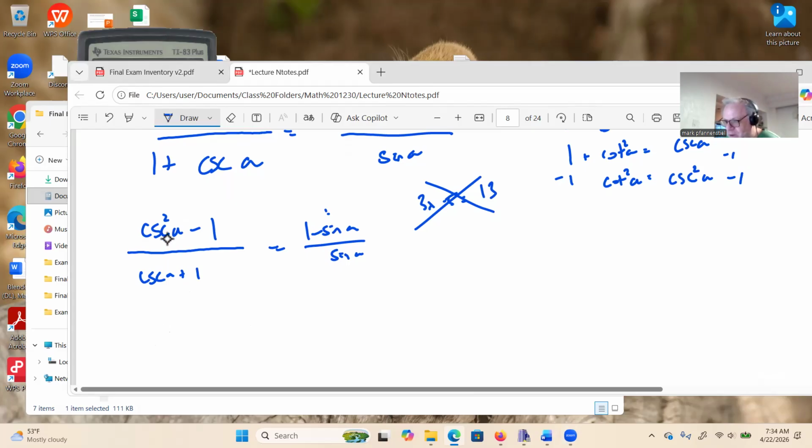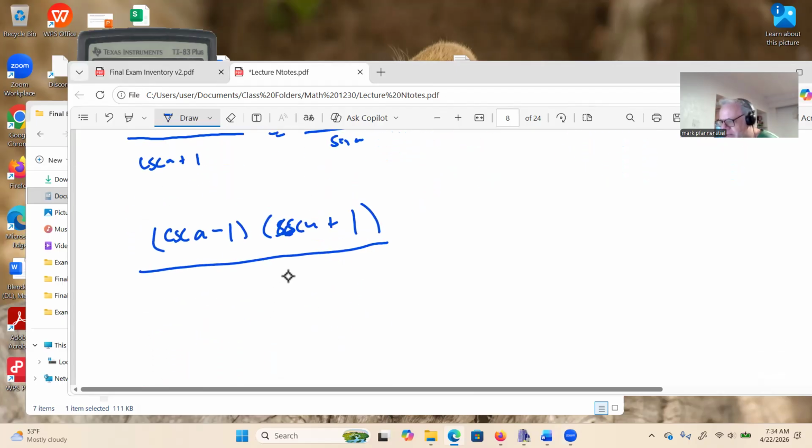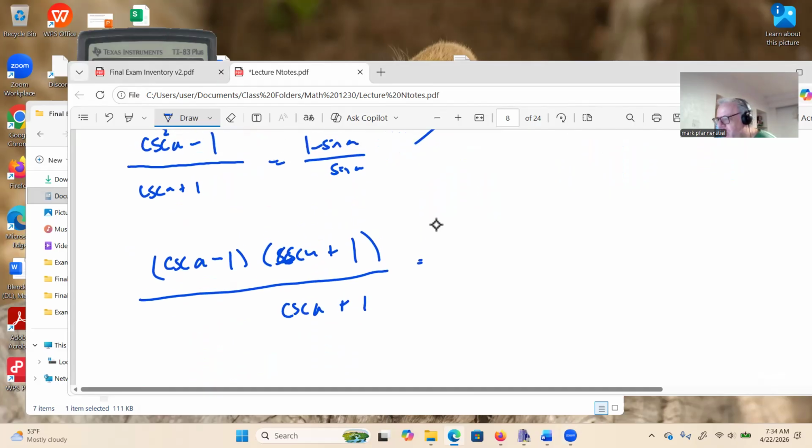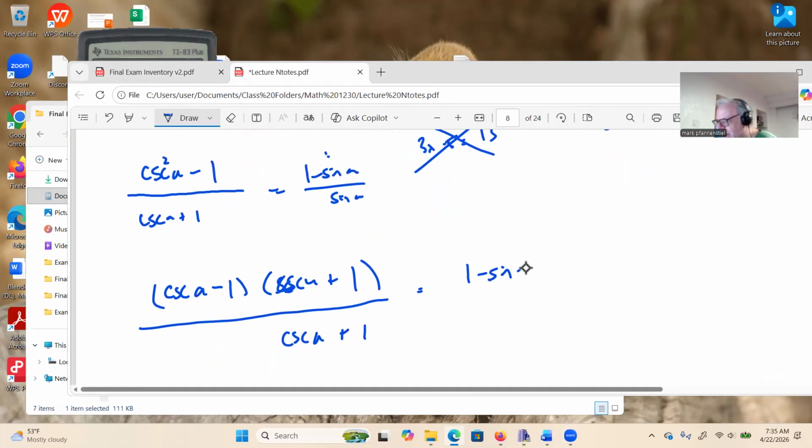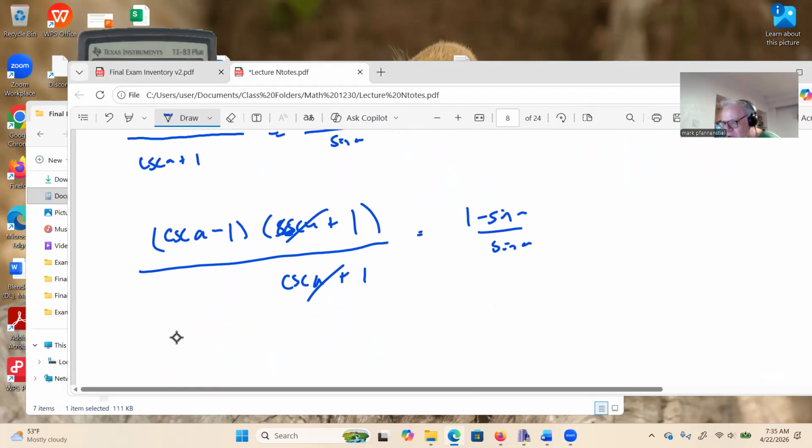So we're going to say difference of squares here. So we have cosecant of A minus 1, cosecant of A plus 1, divided by, and on the bottom we can swap the order, cosecant of A plus 1, is equal to 1 minus sine A over sine A. We're going to leave that alone. All right, we'll see what happens. So these guys can cancel. So I've got cosecant A minus 1, and we'll see what happens with this.